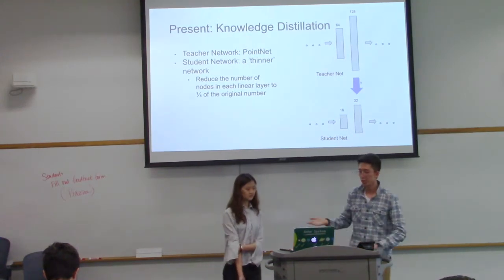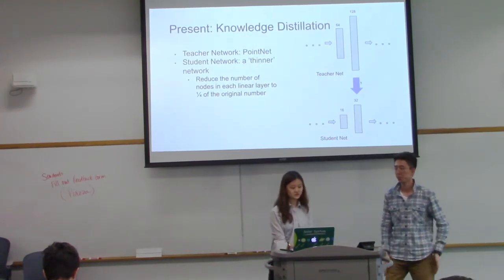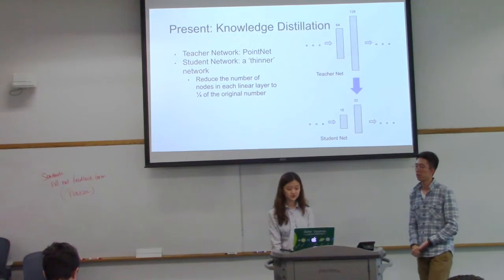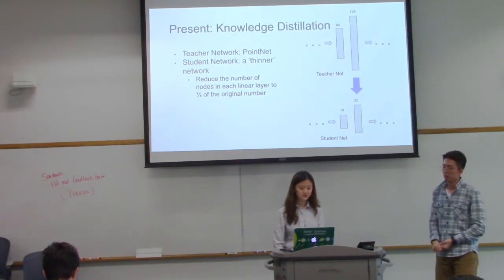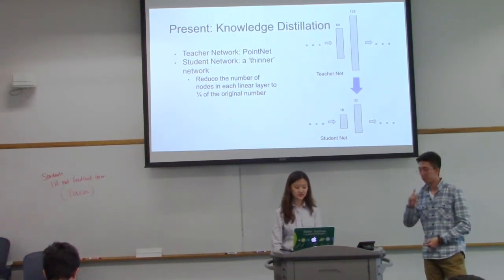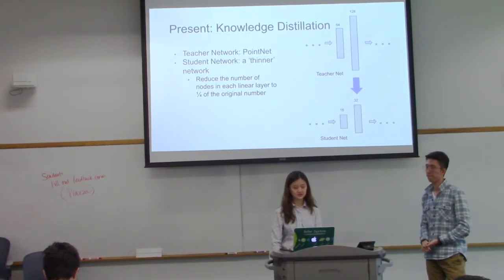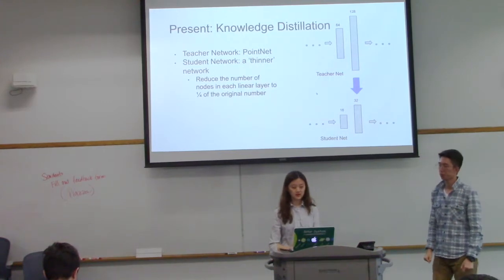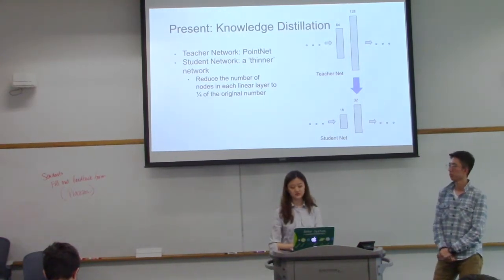And we also try some knowledge distillation work. We try knowledge distillation to do model compression, where we use PointNet as our teacher network and a thinner network as the student network. By thinner, as demonstrated in this figure, we mean that we reduce the number of nodes in each linear layer to 1/4 of the original number.